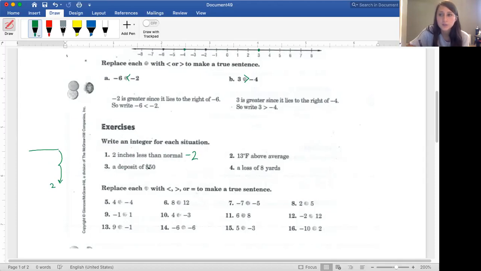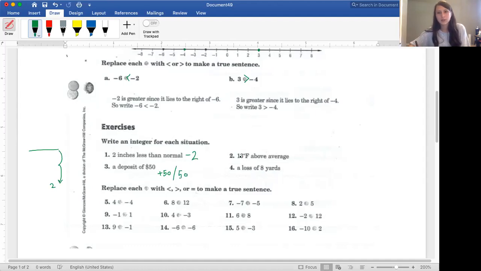A deposit of $50. So let's think about deposit. That means you're putting money into the bank. So if you're putting money into the bank, you're increasing the money in your account. So would that be positive or negative? I think that would be positive, right? So we'd say a positive 50. And we don't usually put a positive symbol to represent positive numbers. We just put 50, right? So you could just write 50 instead.